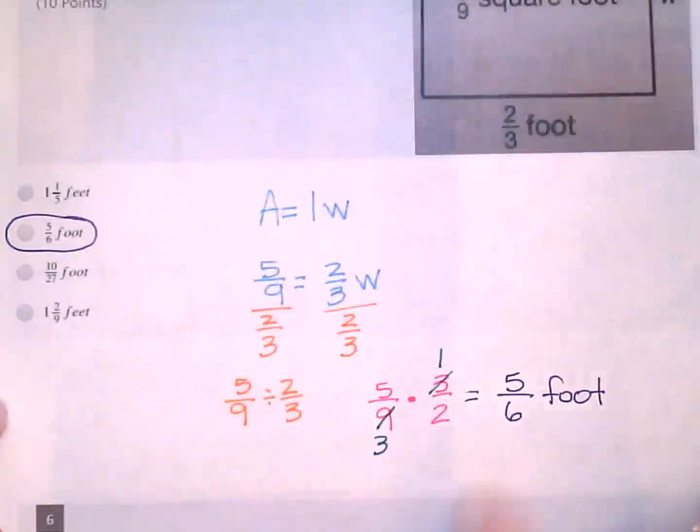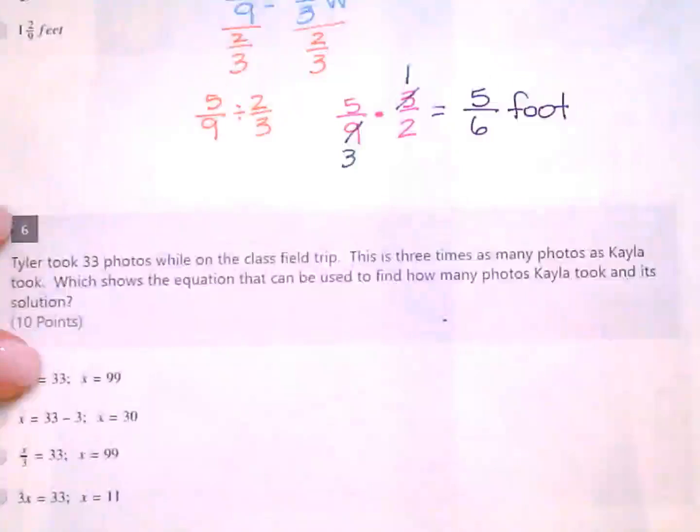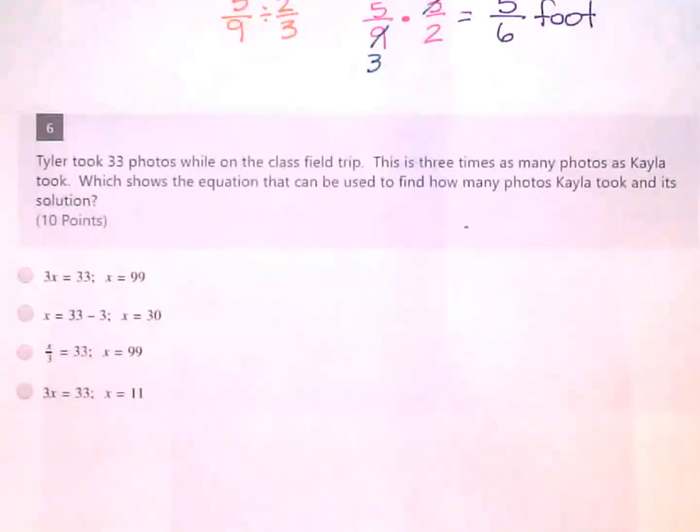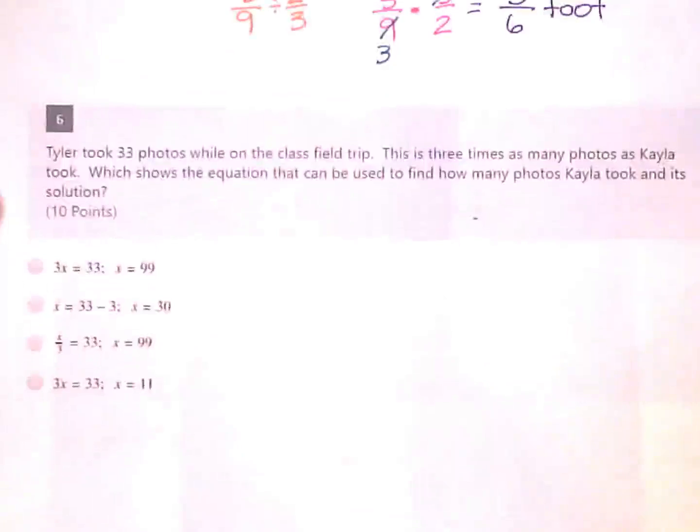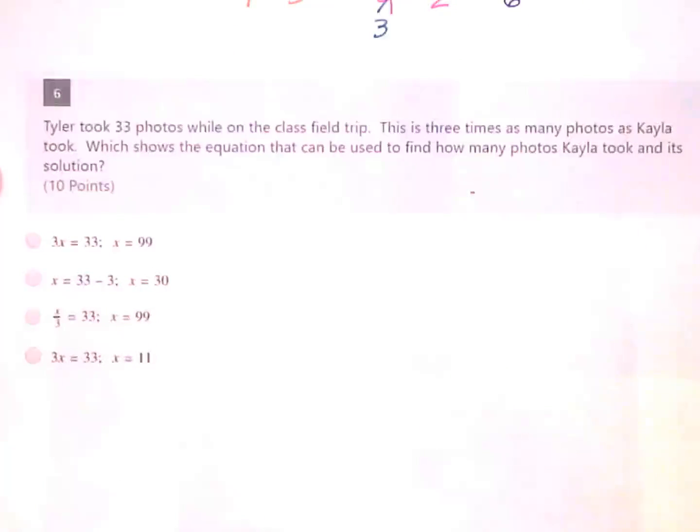All right. Question number 6, let me just move this up a little bit so we can see it better, is that Tyler took 33 photos while on the class field trip. This is 3 times as many photos as Kayla took. Which equation can be used to find out how many photos Kayla took, and what is its solution? So let's take a look.